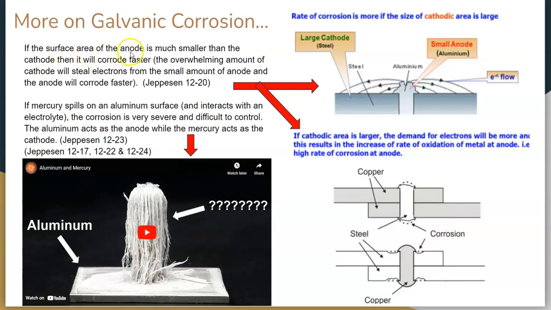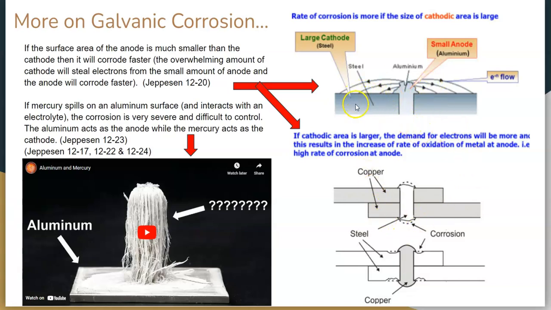If the surface area of an anode, again, that's what's giving away the electrons, is much smaller than the cathode, then it's going to corrode faster. And here's my explanation for that. Basically, if you have a larger amount of surface area that's taking away than what is able to give, then it's just going to cause that to corrode faster. What's stealing is going to be a whole lot larger than what's able to give. And I have some diagrams of what that looks like over here.